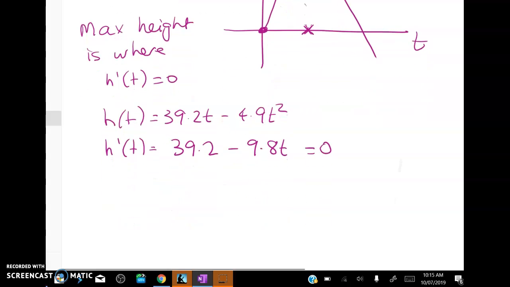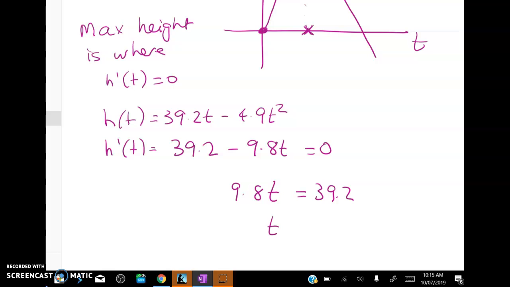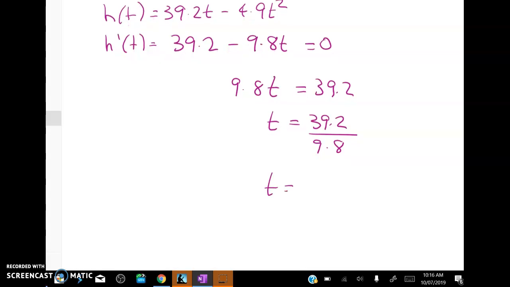Now we have to solve that equation equaling 0. That gives me t, let's go slowly, 9.8 t is equal to 39.2. So t is equal to 39.2 over 9.8. That gives me t equals 4. So that's telling me that after 4 seconds, the rocket will be at its maximum height.